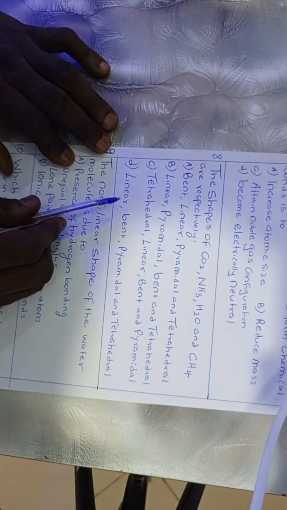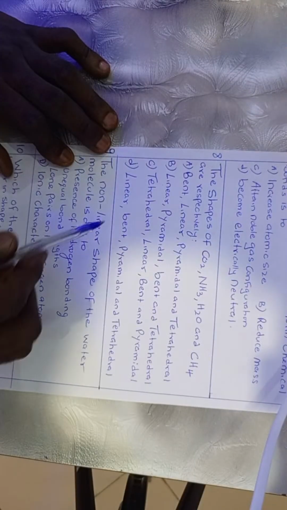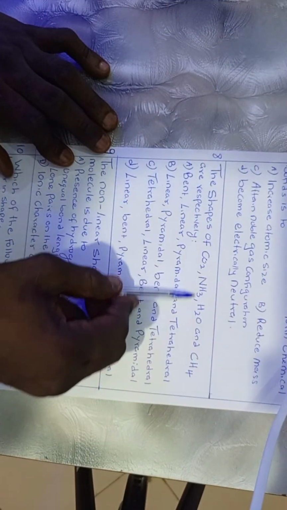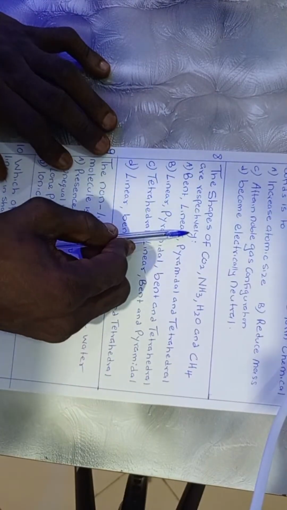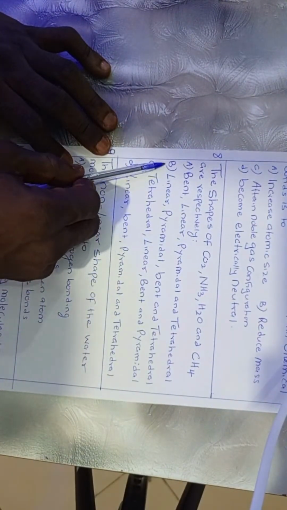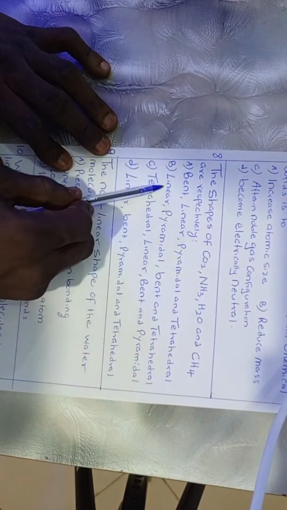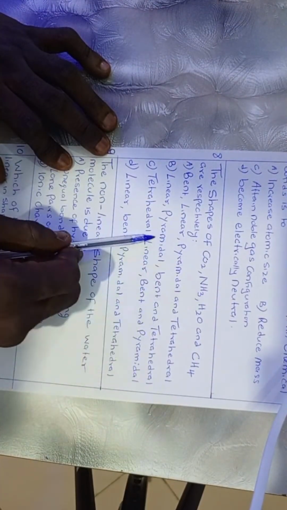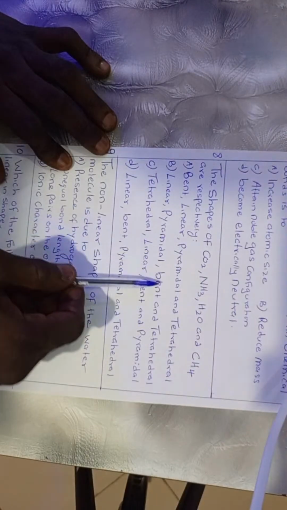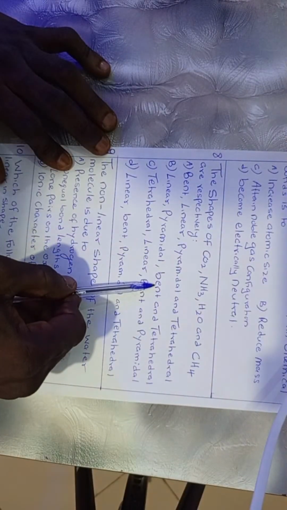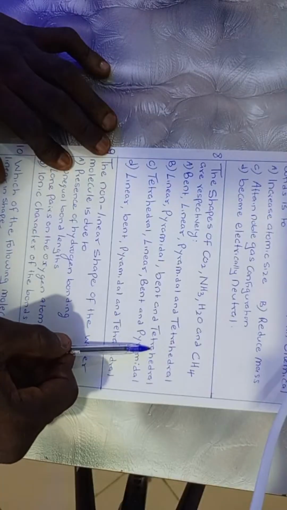The shapes of CO2, NH3, H2O, and CH4 are, respectively... So the correct answer here is option B. CO2 is linear. NH3 has a pyramidal shape, or you can say trigonal pyramidal. And going to the next one, water is bent, and CH4 is tetrahedral. So the correct answer is option B.